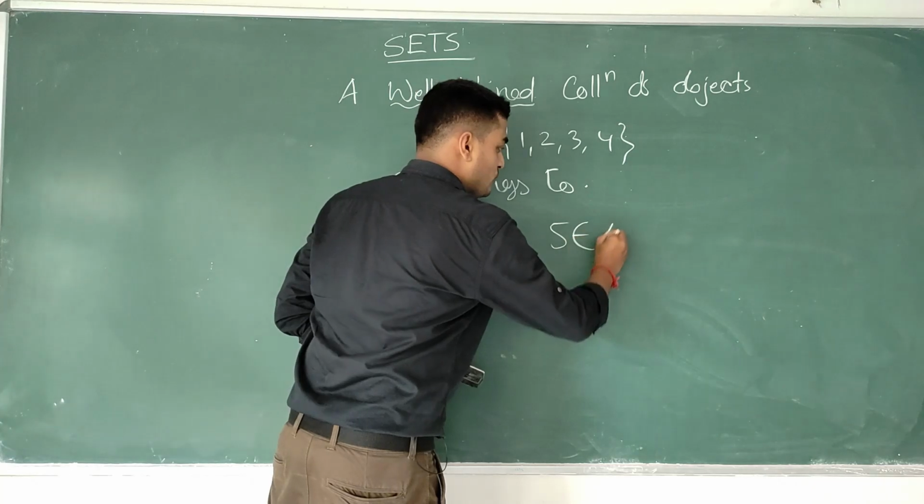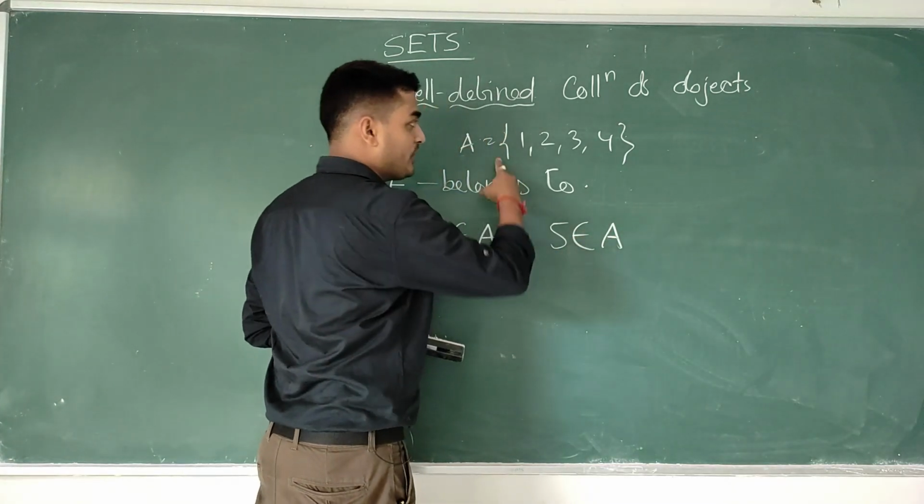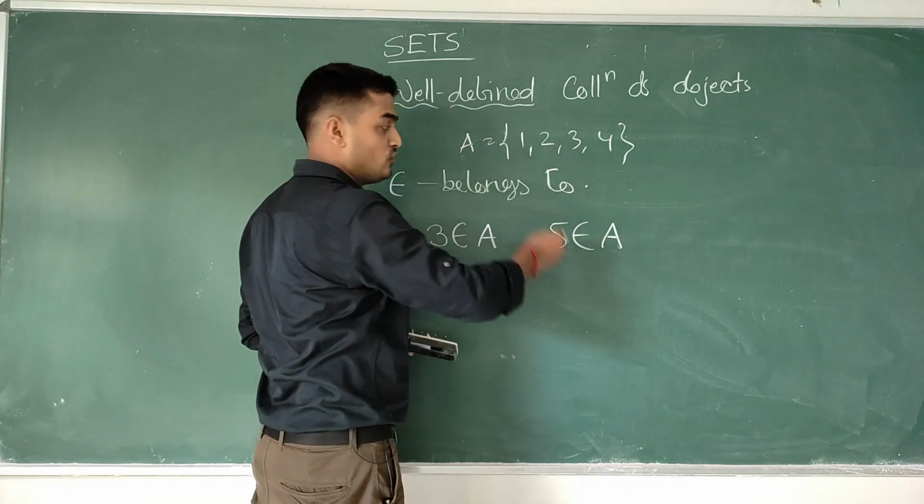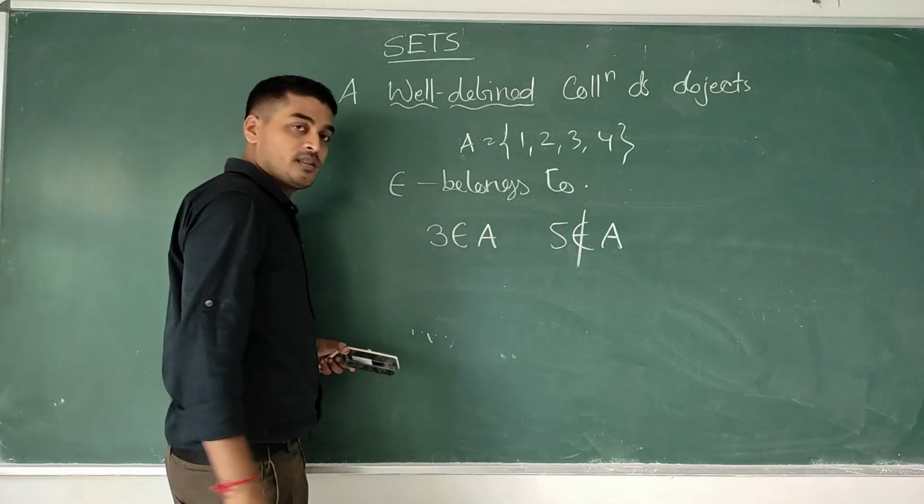5 belongs to A, true or false? Is there any 5 in the set A? No, so does not belong.